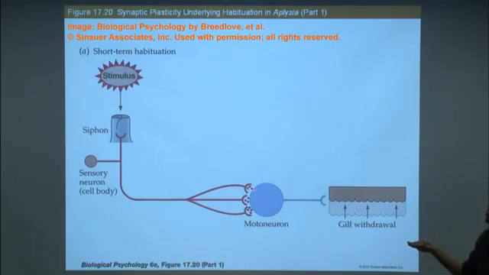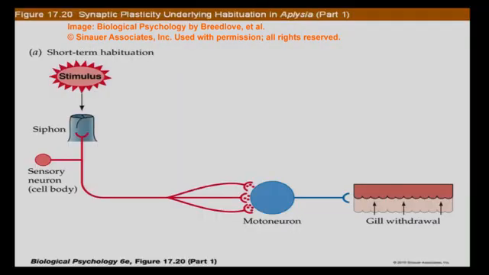Okay? And so what we see is that here's the normal circuit. Nothing bad's happened to the aplysia, but now we water pick it with the siphon. And there's a big retraction because there's lots of neurotransmitter release here and the gill withdraws. You do that 10 times in a day, and at the end of the day, the gill is just withdrawing a tiny bit. It's like, don't even bother me. And we can go in and look at exactly what's happening here.